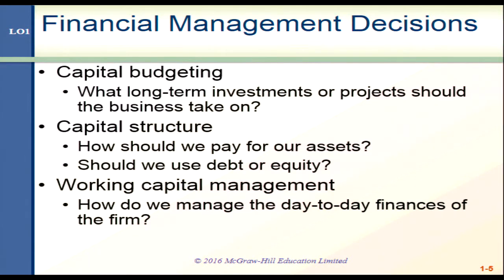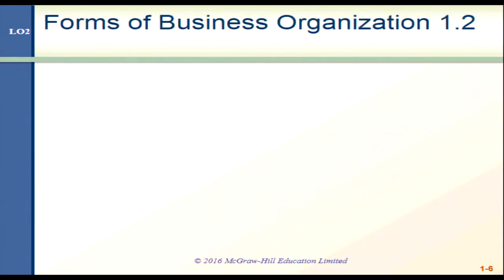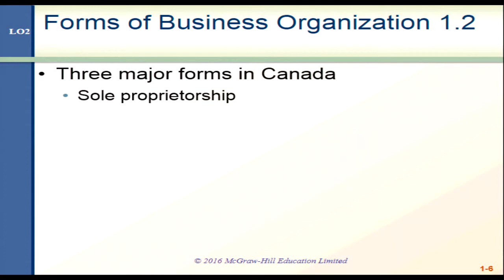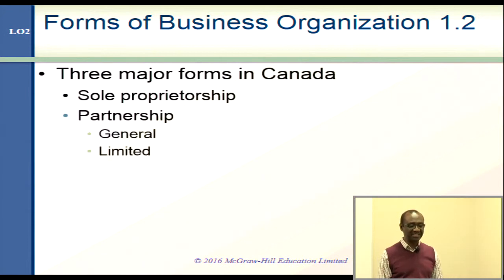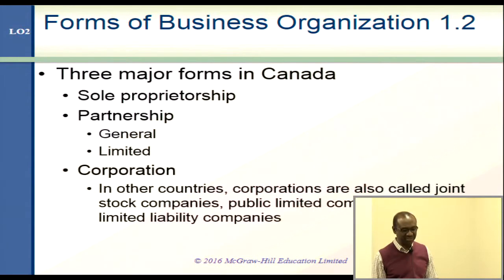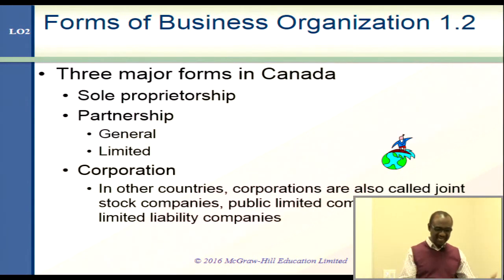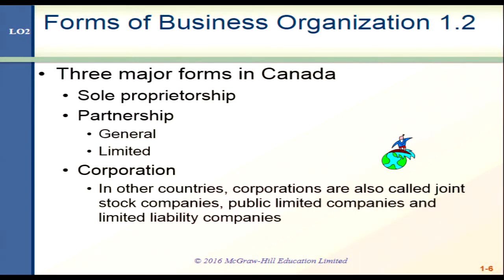So having done that, then let's also consider the forms of business organization we have in Canada. We have three main ones. The first one is called the sole proprietorship, which means one person running the business. We'll look into it in more detail later on. We also have the partnership, which can also have the general and the limited. And then the third one, of course, is the corporation. Corporation meaning a company that is funded through equities. It can also be called the joint stock companies or public limited companies or limited liability companies.